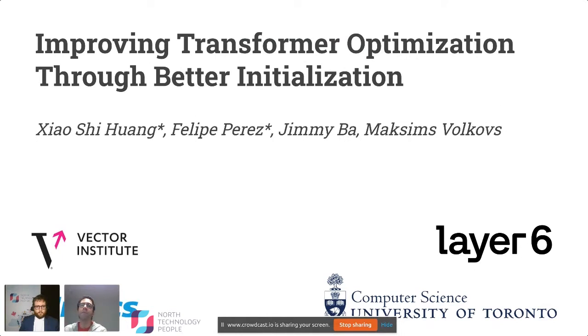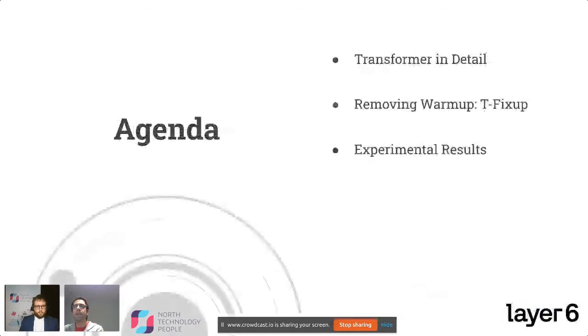Gary Huang is my co-author, and Maxine is our CTO, and Jimmy Ba, if you don't know him, he was the creator of the Adam optimizer and layer norm. So he's a prof at Vector Institute and U of T. So, all right, let's start.